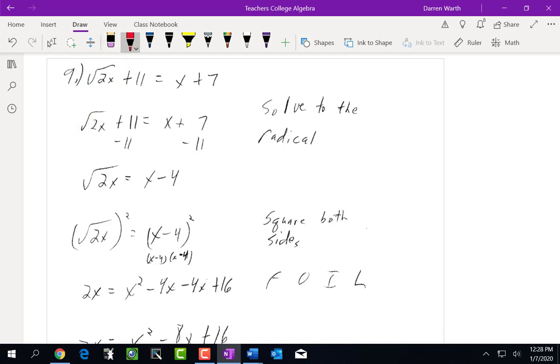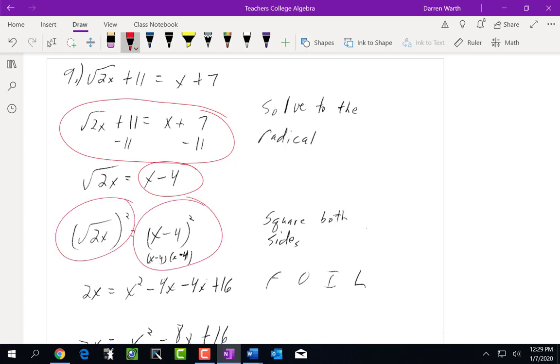So you're going to notice the first thing I do is subtract 11 from both sides. So when I subtract 11 from both sides, I'm going to get x minus 4. So 7 minus 11 is x minus 4. At this point right here, to get rid of this radical, I'm going to square both sides. Now remember, when you square both sides, that crosses out this radical right here, so you're left with 2x.